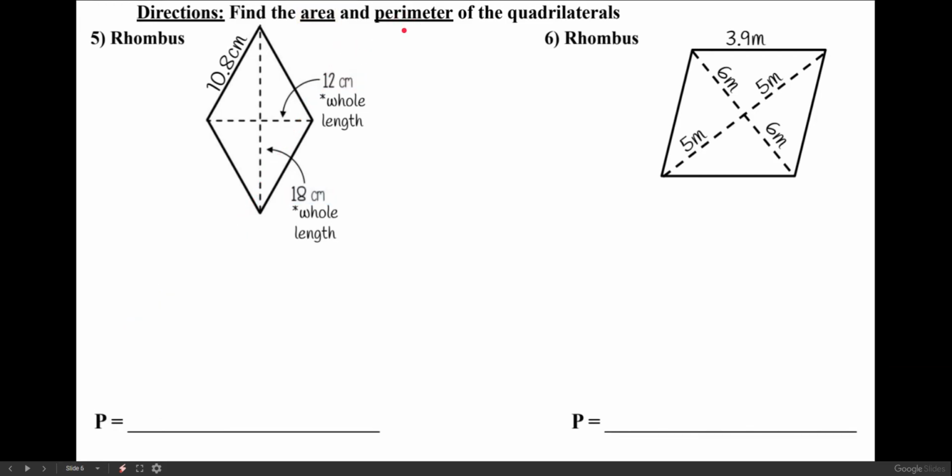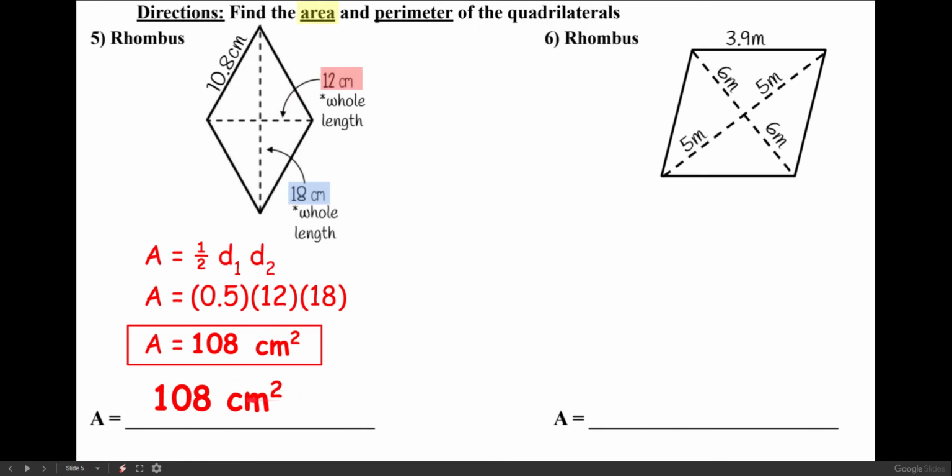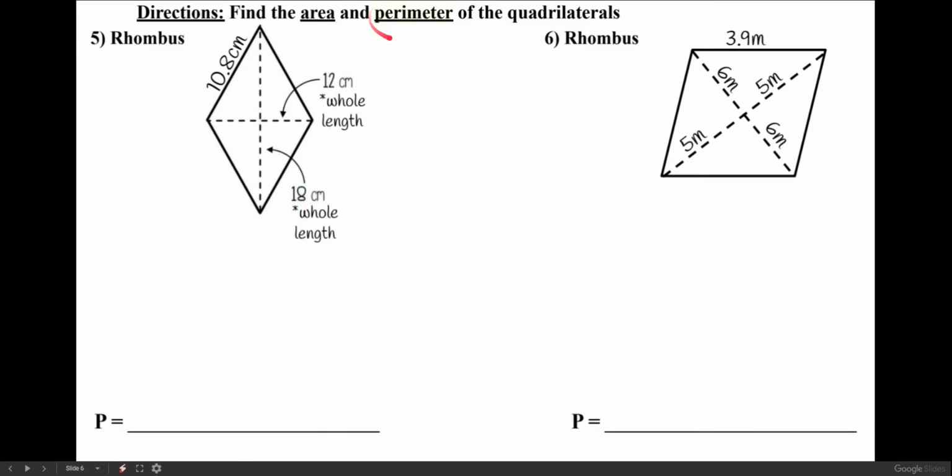Now, they also want us to find the perimeter. So I'm going to go forward and do the perimeter. What is perimeter? Perimeter is the distance all the way around, so the outside length. So the only important number when it comes to perimeter is this 10.8.